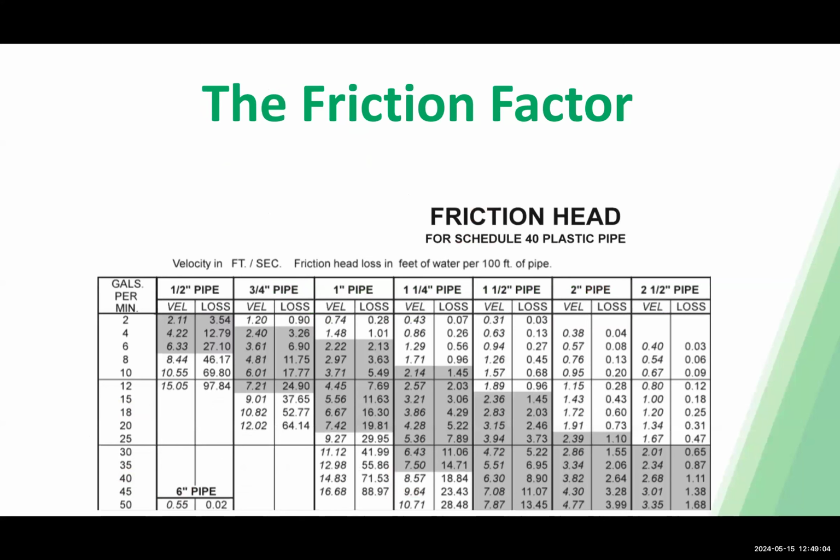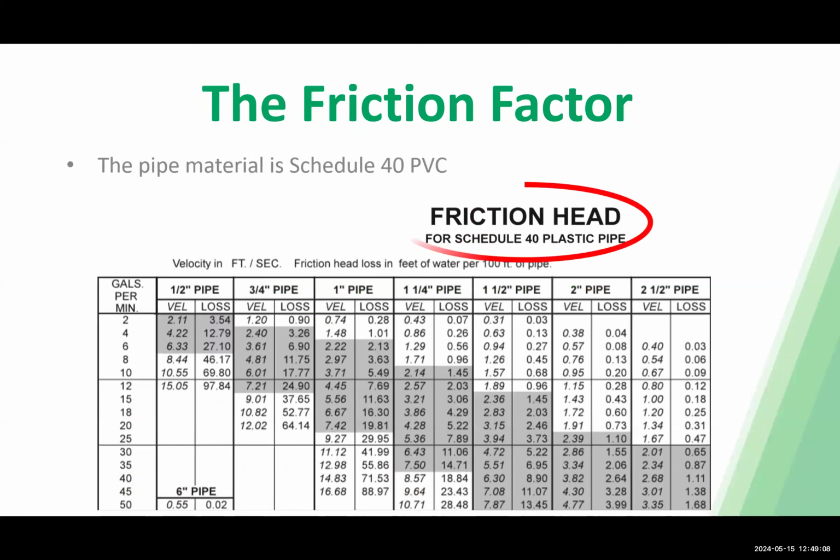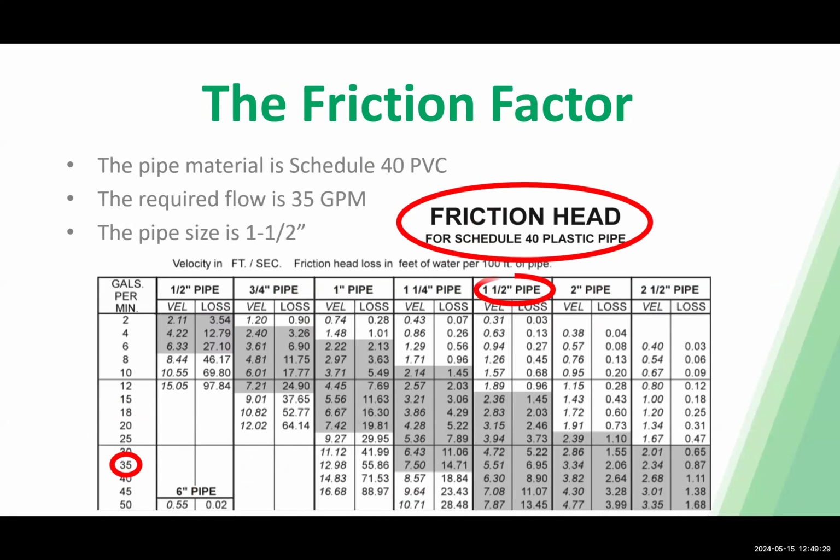Real quick, determining our friction factor for this example. The pipe material is Schedule 40. As I've said before, these charts are based on the type of pipe that is being used, so it is important to make sure you're looking at the correct chart. The required flow rate is 35 gallons per minute, and we are using 1.5 inch pipe.